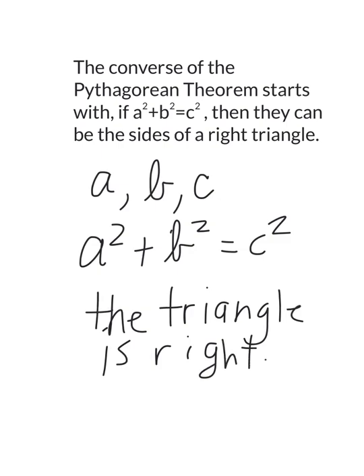So this is a different order, right? The Pythagorean theorem starts with a right triangle. The converse of the Pythagorean theorem ends with a right triangle.